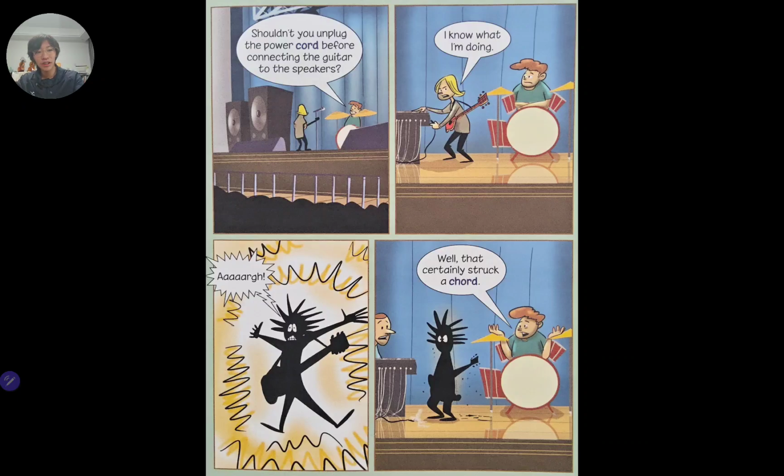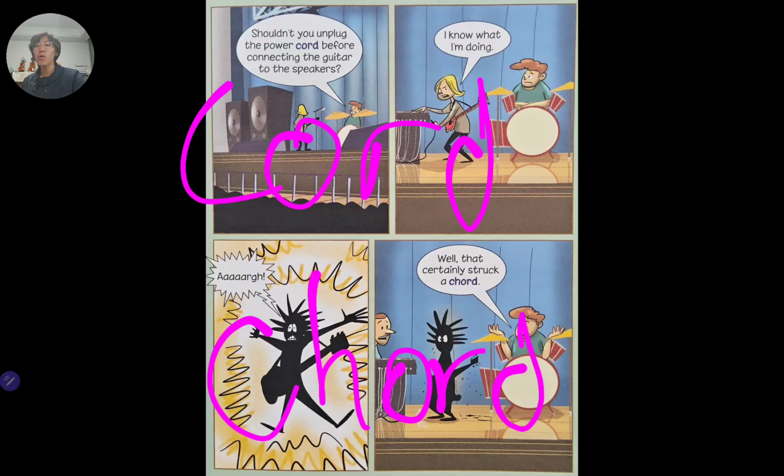Alright, next up we have these two words. We have the words cord and chord. Now, a cord, C-O-R-D, is like the electrical line that you connect things with. You plug something in, you have a cord in there. And next up, we also have the word chord. A chord is two or three or more musical notes that you play at the same time, like A minor, something like that. I'm terrible at singing. I'm so sorry.